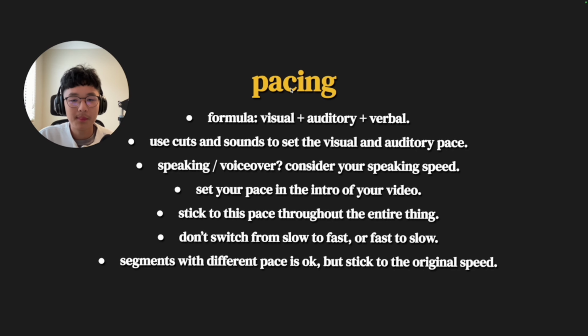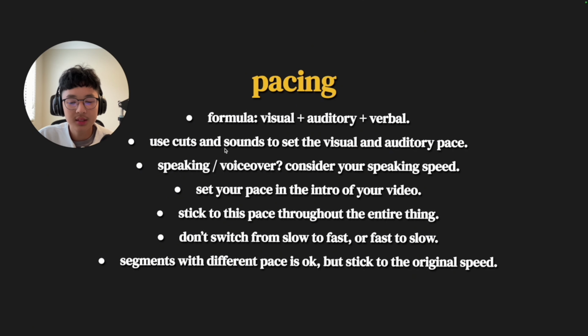Next up, we have pacing. Now, the formula for pacing is visual, audio or auditory, and verbal. Visual is pretty much your shots, right? Your cinematic shots. Audio is like your music, your voiceovers, your sound effects, etc. Verbal is the communication that you use with your dialogue or your voice.